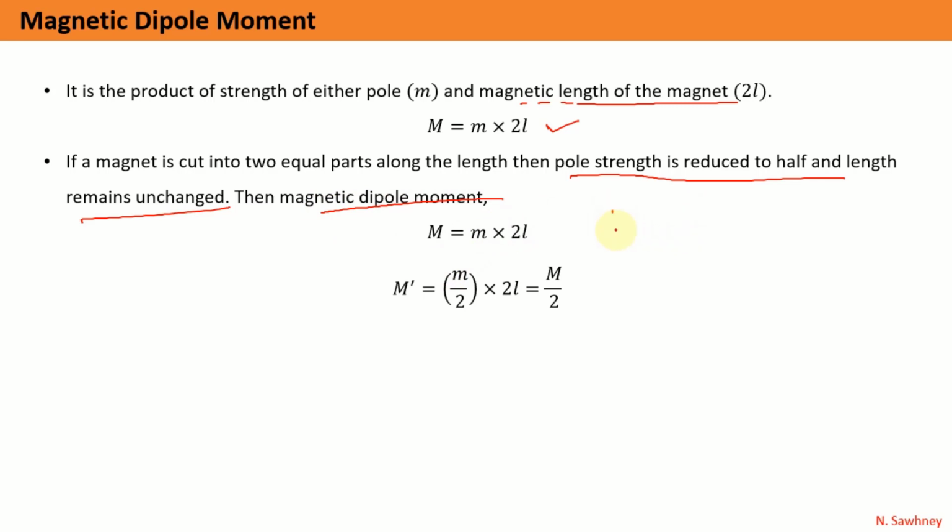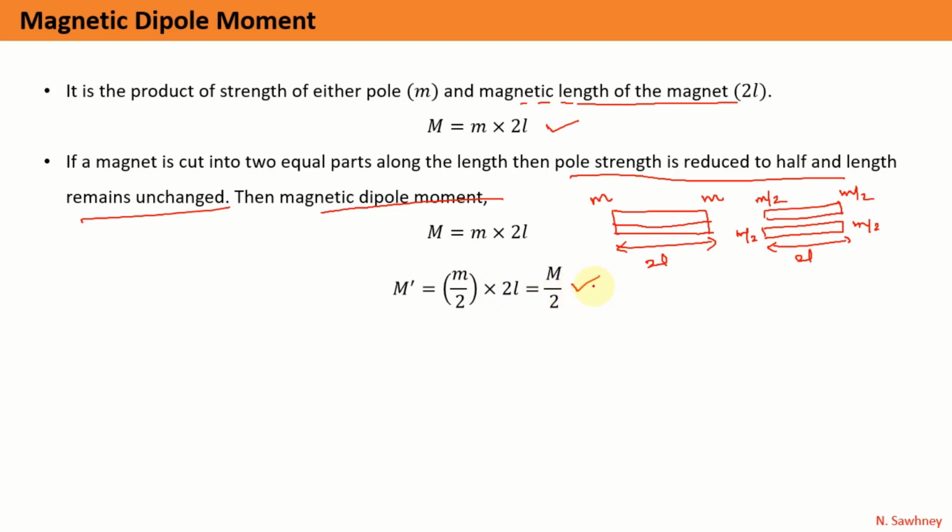See here, suppose this is the bar magnet having equal pole strengths m. Now I am cutting this magnet in two equal parts along its length like this. So we will obtain two magnets having the same length as the previous one, that is 2L, but the pole strength will reduce to half of the previous one. So we will obtain the magnetic dipole moment as m by 2, that is half of the previous magnet.